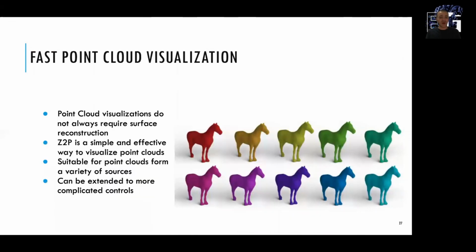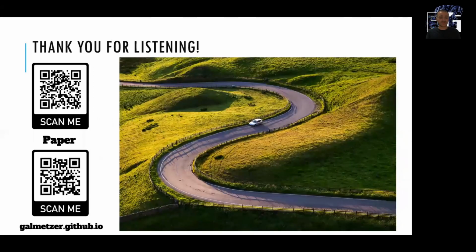In summary, our method is able to visualize point clouds without reconstructing a surface. Our method is simple and effective, as it does not involve normal orientation nor surface reconstruction. Our method is suitable for point clouds from a variety of sources, many of which it was not trained on, and can be extended to other visualization controls, such as material properties.